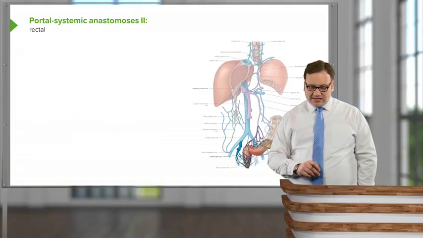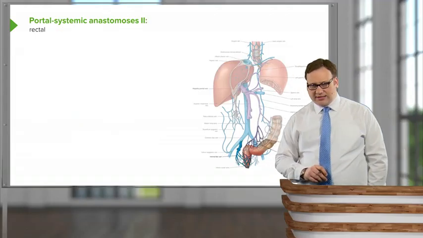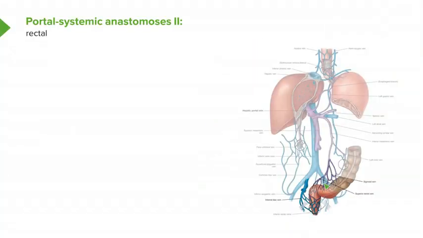If we now look at a second portal systemic anastomosis, we can see these are occurring at the rectum by these rectal veins. We can see that typically the superior rectal vein is draining blood up in this direction, but if blood is prevented from passing through the liver, then it can drain into the internal iliac vein via the inferior or middle rectal veins perhaps. These can pass back in this direction.